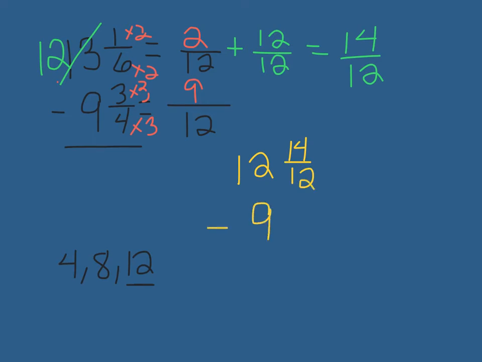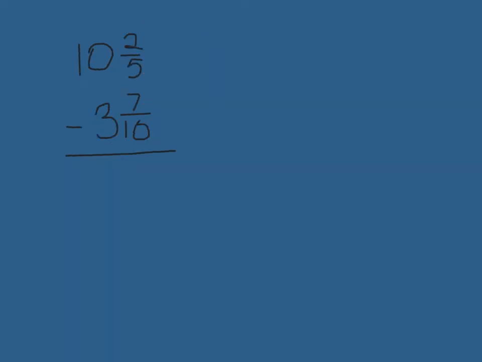minus 9 and 9 twelfths. Now I can subtract. 14 minus 9 equals 5 twelfths. And then 12 minus 9 equals 3. 3 and 5 twelfths. Okay, I want you to go ahead and try this one on your own.